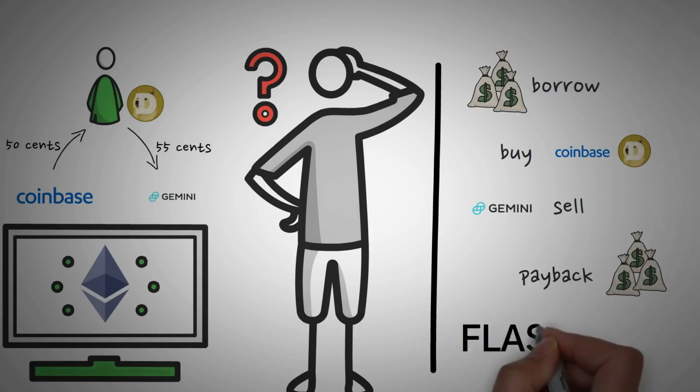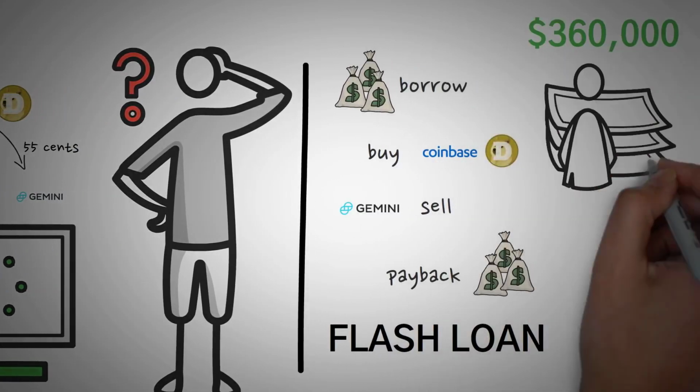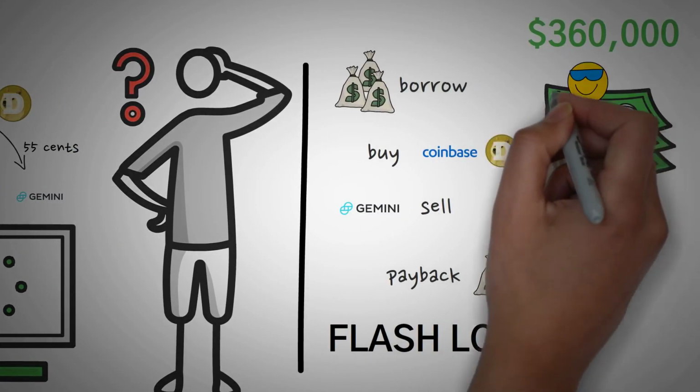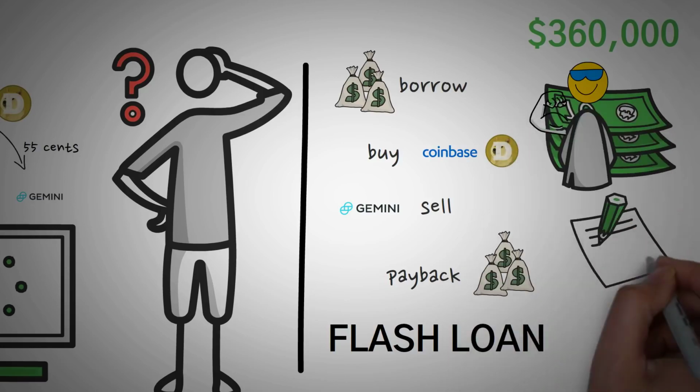This is called a flash loan, and some guy made $360,000 in a few minutes by creating one of these, that did pretty much the example that I just described. Here's the kicker. The smart contract can check itself.